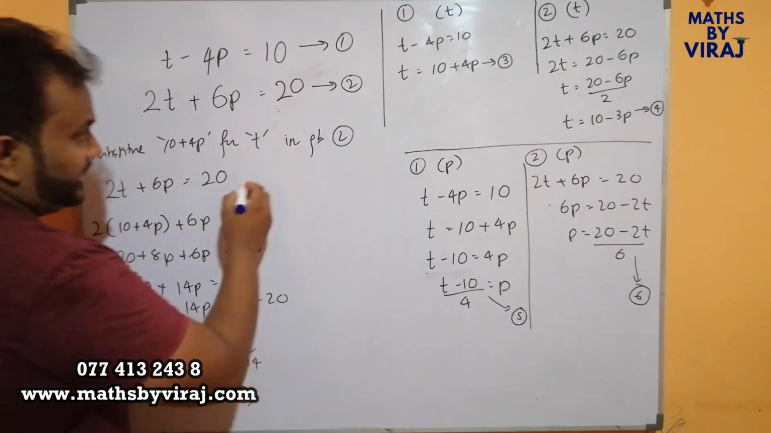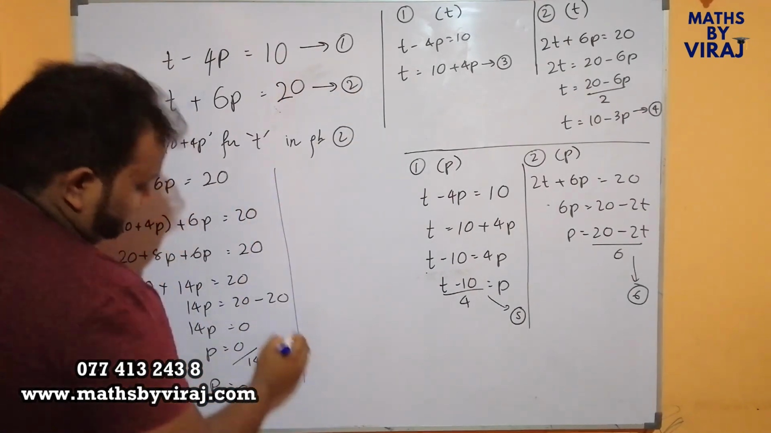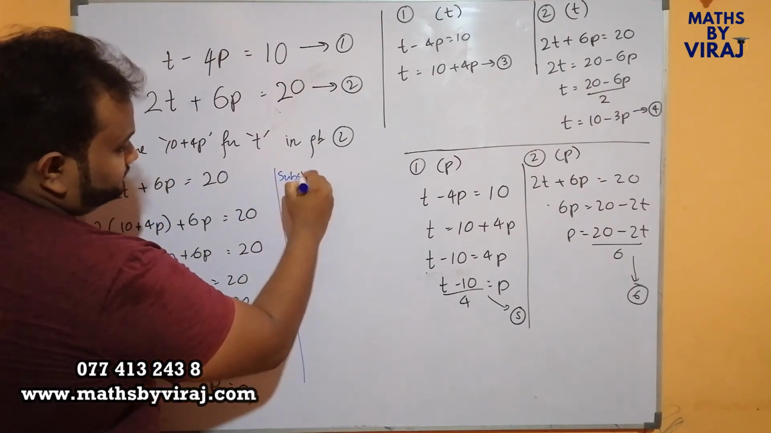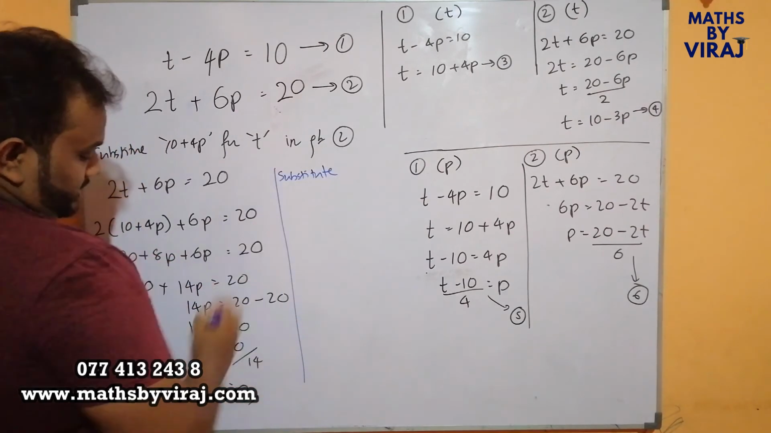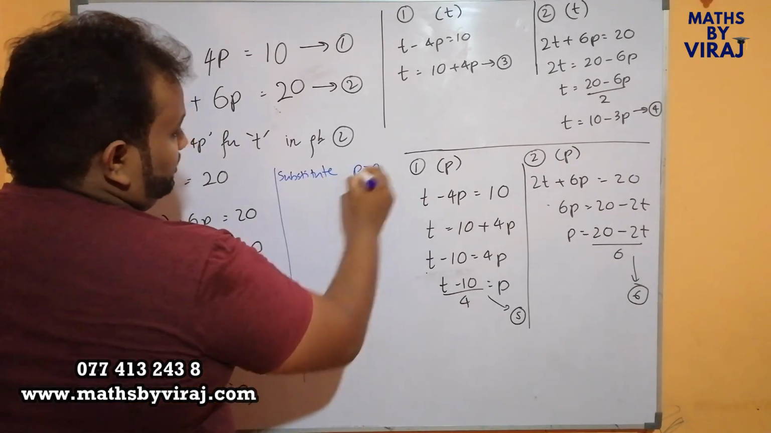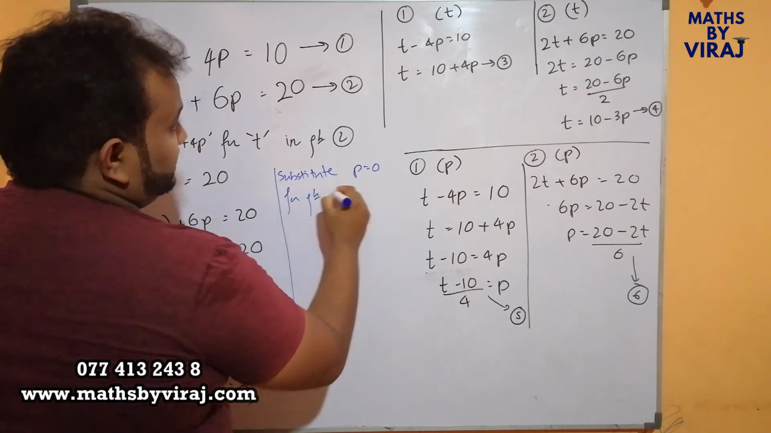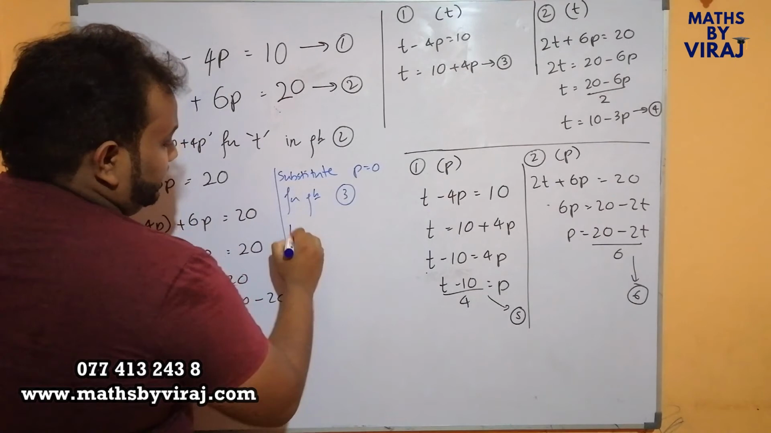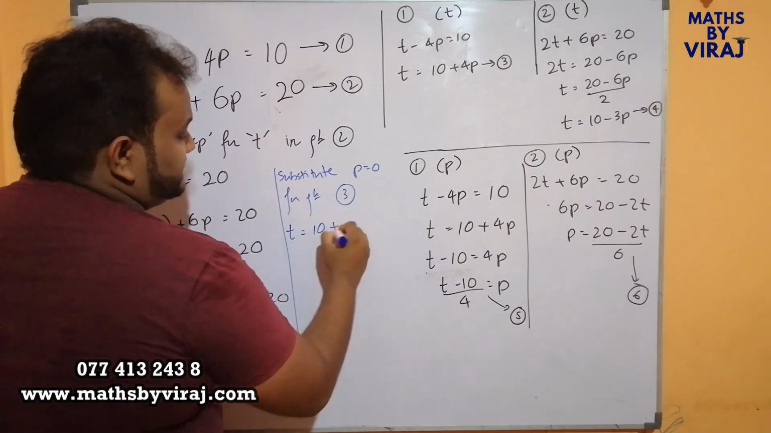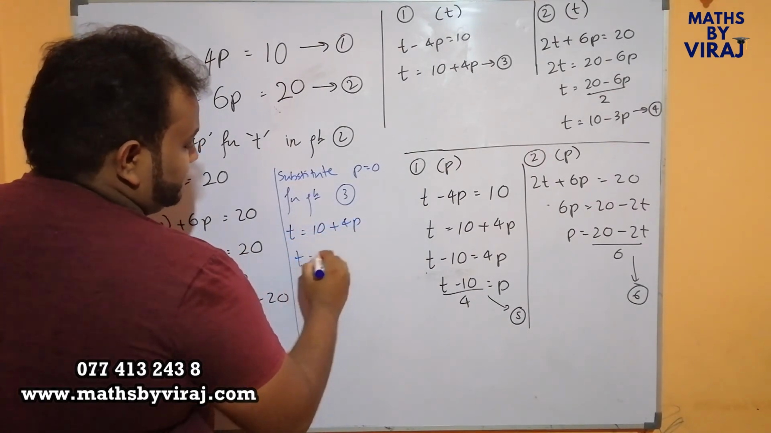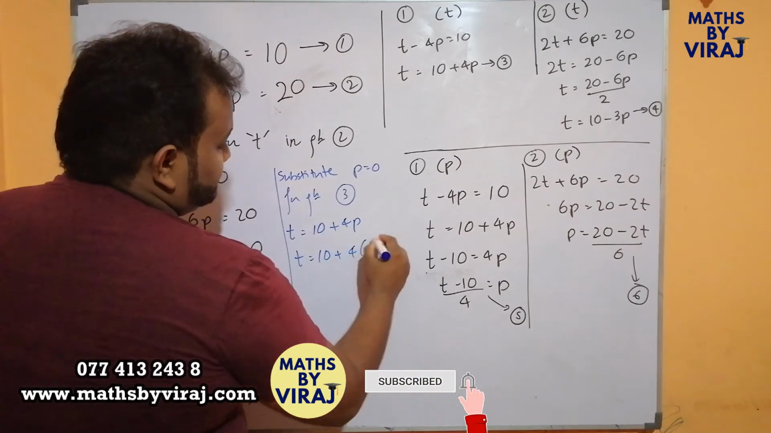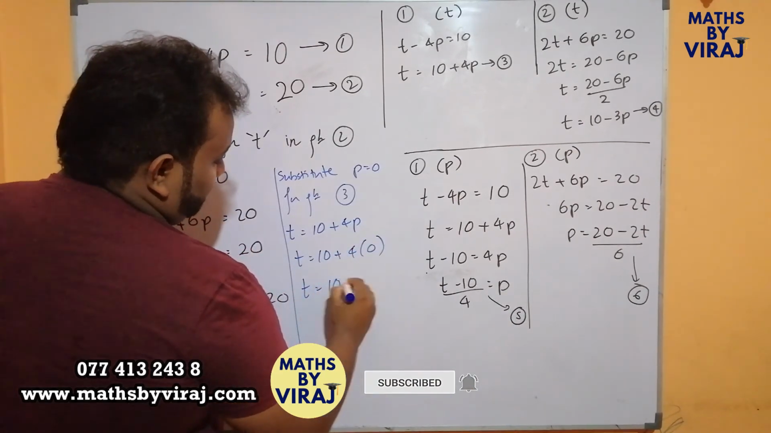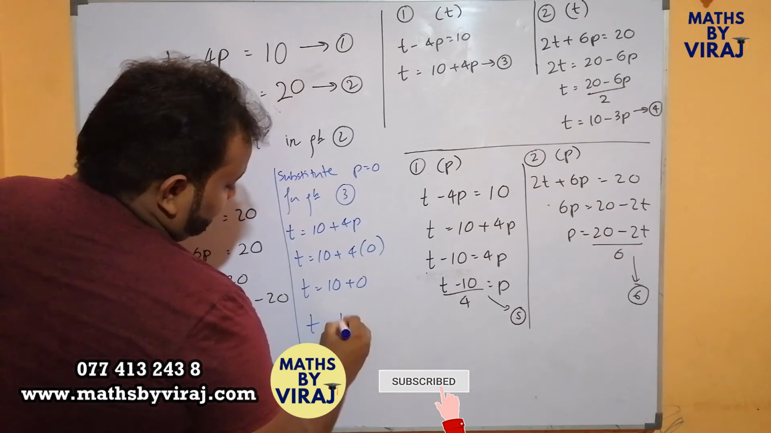Now, how am I going to get the value of t? Again, substitute p equals 0 into equation 3. What is my equation 3? t is equal to 10 plus 4p. t is equal to 10 plus 4 times 0. t is equal to 10 plus 0, and the value of t is 10.